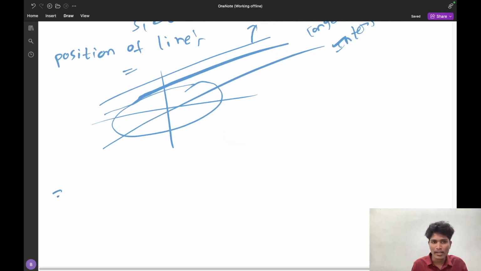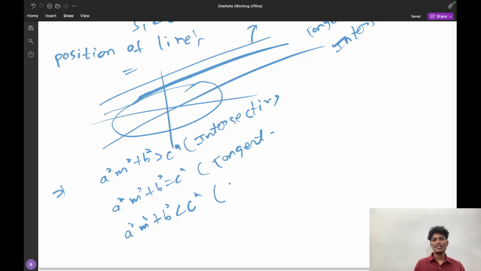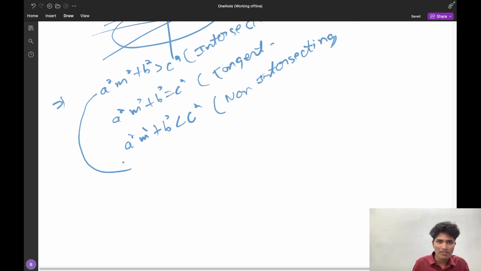So now when will it be intersecting? When a square m square plus b square is greater than c square, when a square m square plus b square is equal to c square, and when a square m square plus b square is less than c square. If these are the three conditions: first, when a square m square plus b square is greater than c square, it will be intersecting. And when it is equal to c square, it is tangent. And when a square m square plus b square is less than c square, it is non-intersecting. This thing you have to remember.